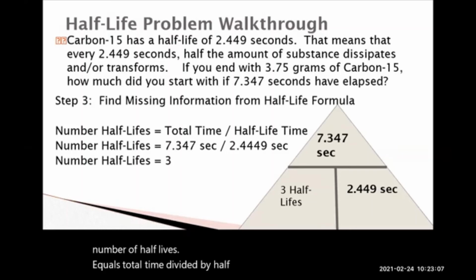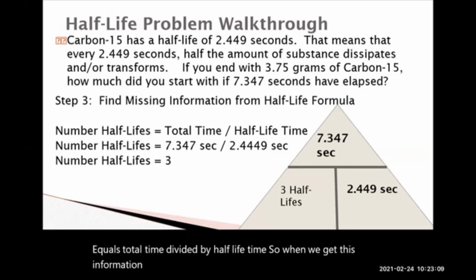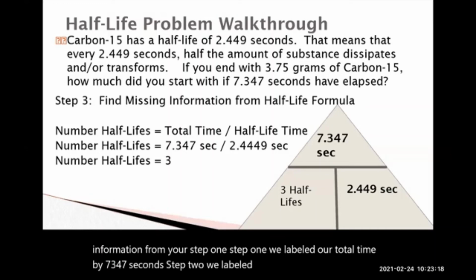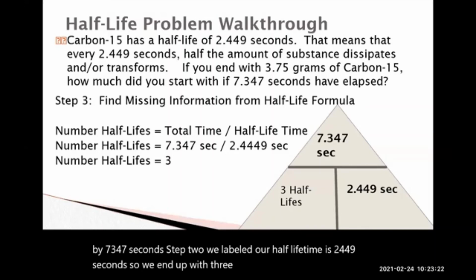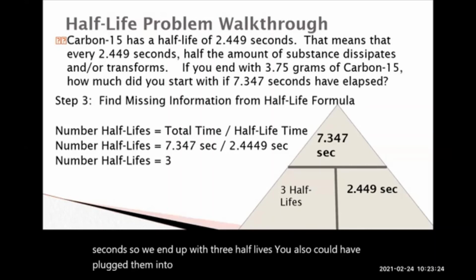So we get this information from your step 1. In step 1, we labeled our total time as 7.347 seconds. In step 2, we labeled our half-life time as 2.449 seconds. So we ended up with 3 half-lives. You also could have plugged them into your half-life triangle and solved it the same way.